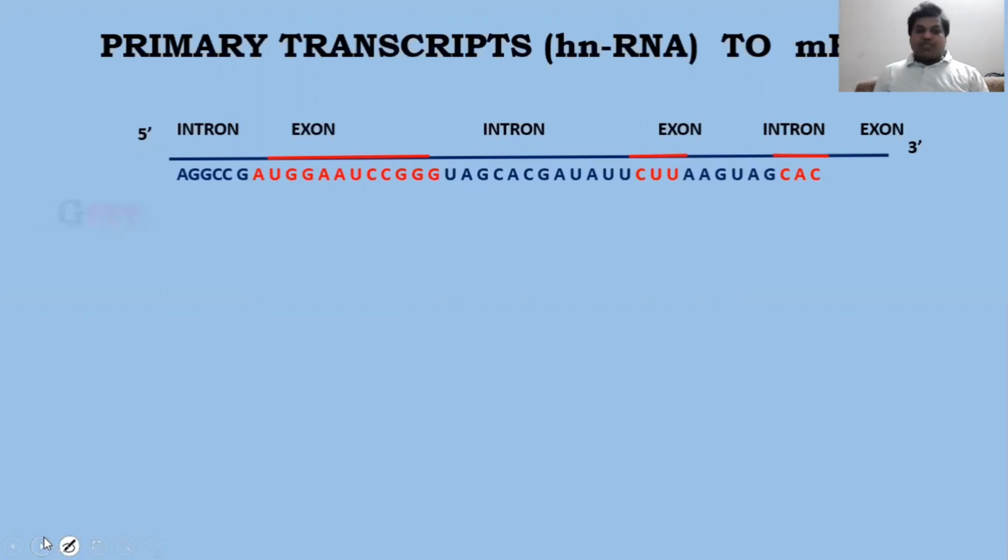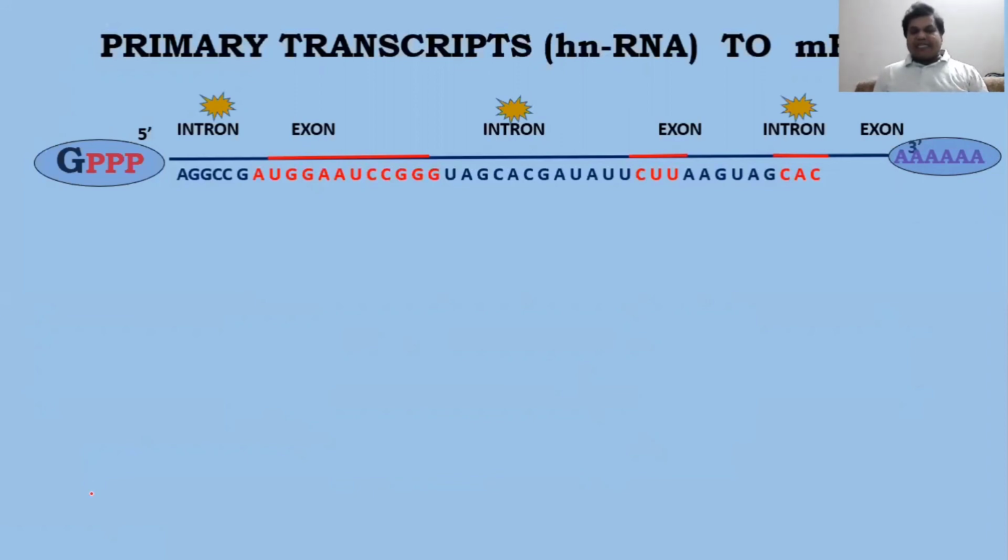So there is a process called capping: guanosine triphosphate, an unusual base, gets attached at the 5' end. The 5' end is considered the head. So we call this process capping. Now what happens here? Introns are removed. Removal of introns we call splicing. And you will find that poly A, adenine, gets added at the 3' end. We call it tailing. So there is capping, splicing, and tailing.